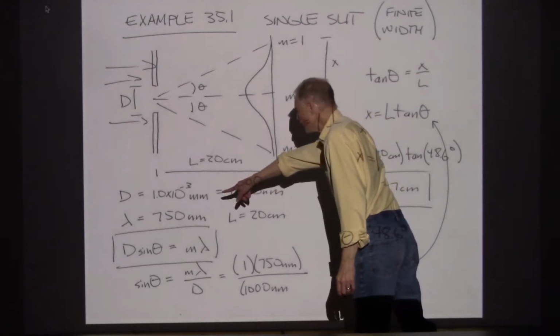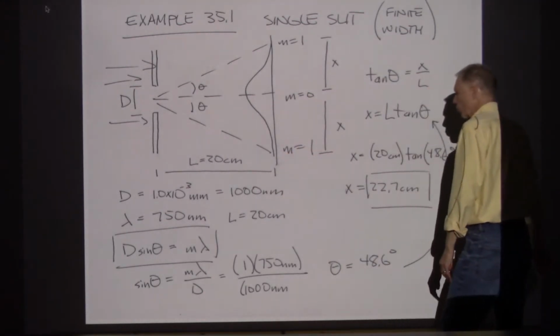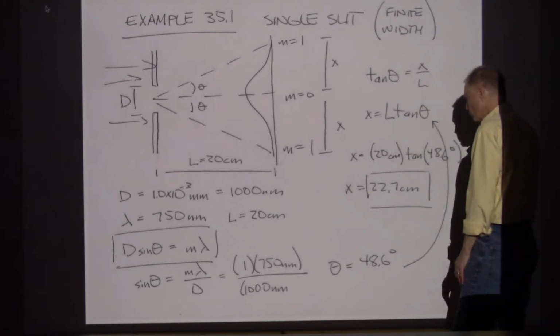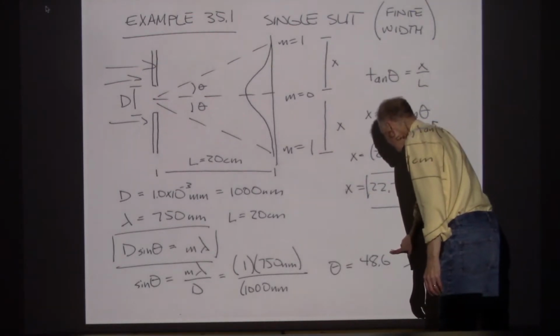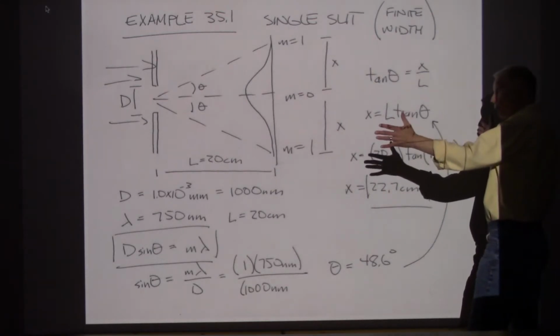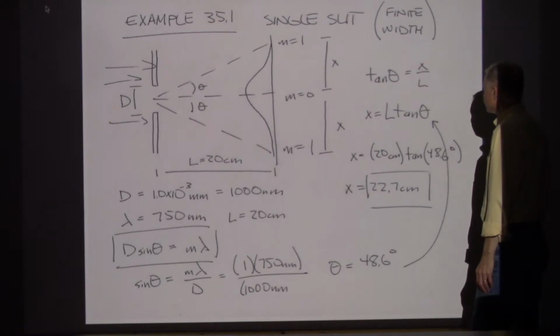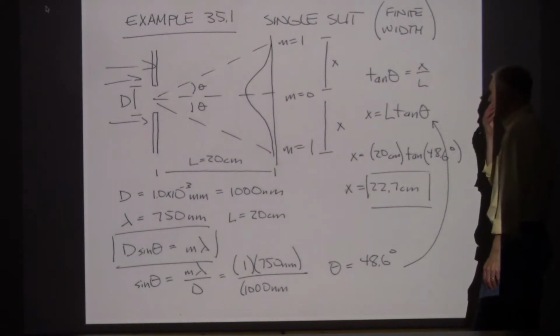So anyway, the wavelength is 750, the slit is 1,000 nanometers, and when we look for where n is equal to 1, that shows up at 48.6 degrees. That's a pretty wide central maximum, and that gives us an x value of 22.7.